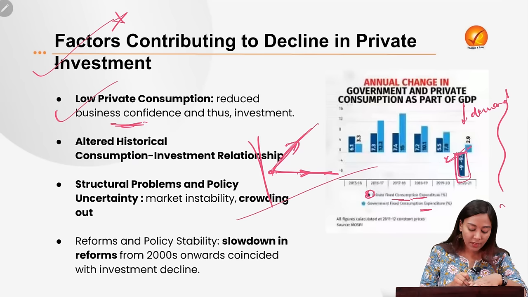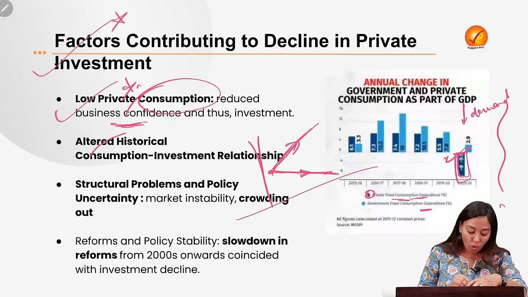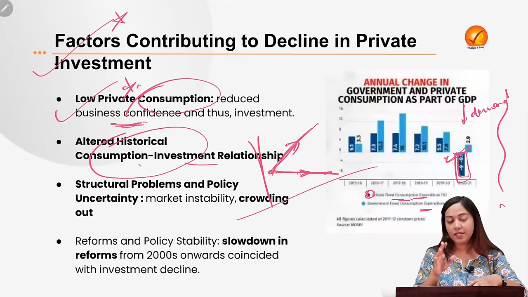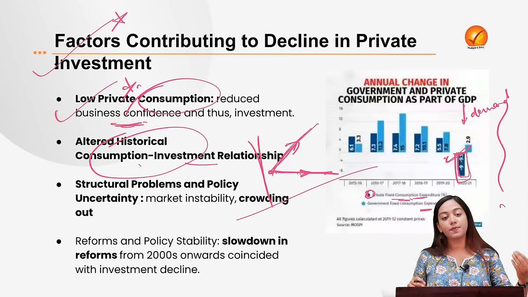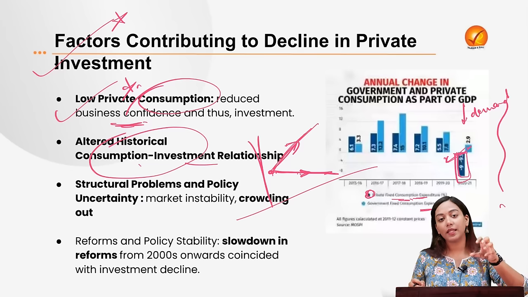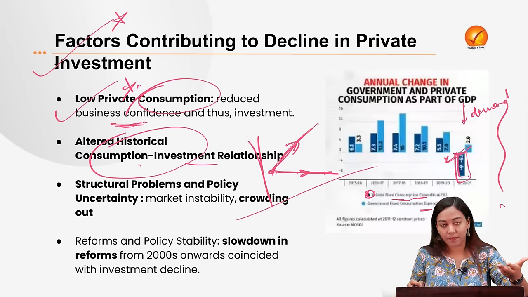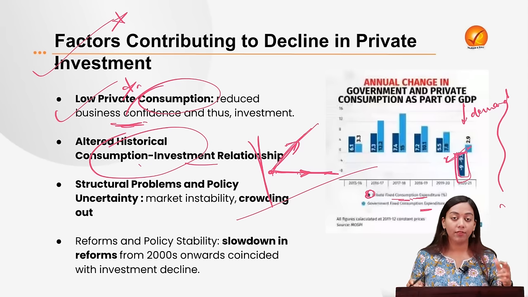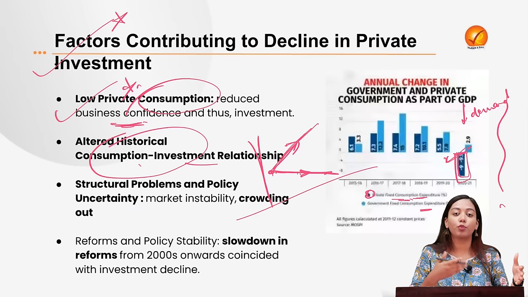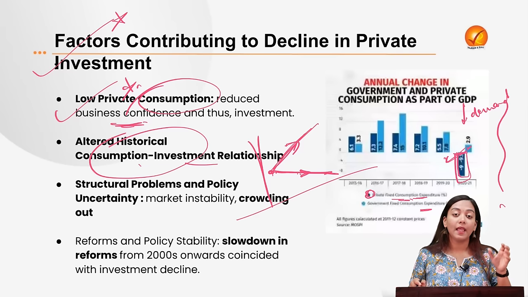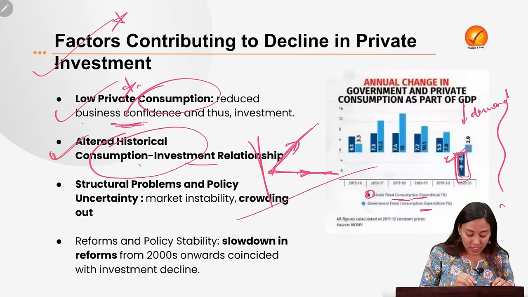So first is low private consumption. No consumption, no demand, and hence less investment. Next is the altered historical consumption investment relationship. Please understand this. Previously, what used to happen, if something was not in demand, then the companies, or specifically the private companies, tried to get into that venture and created services so that it can usher the demand. But now this has reversed. Even if they have seen that there is falling demand, they are also becoming lethargic and now not putting effort to boost up the investment in congruence with the demand that is falling down. So the alteration has also happened.